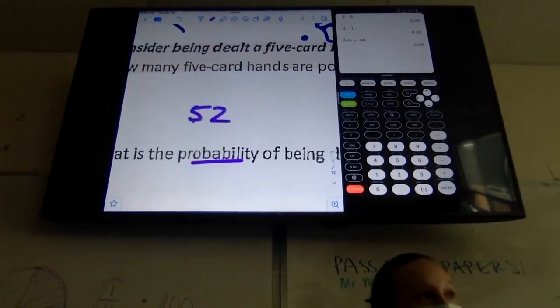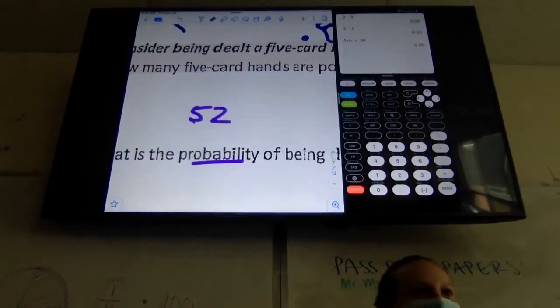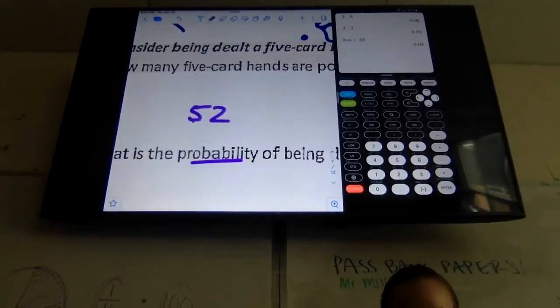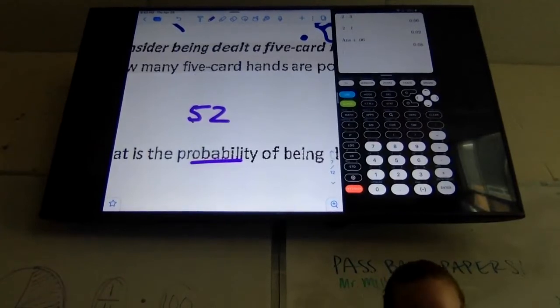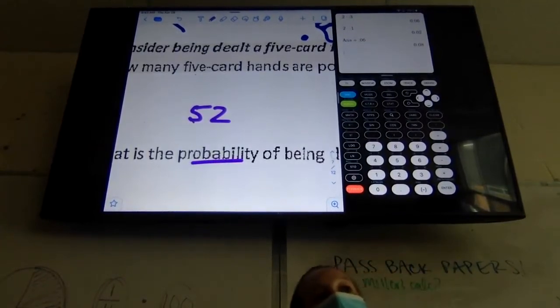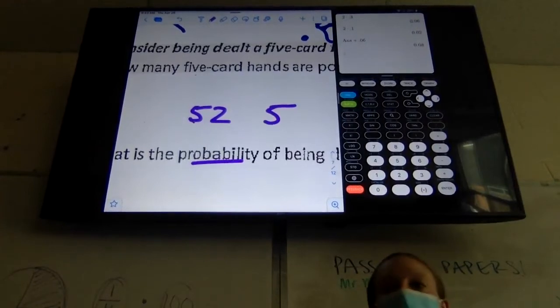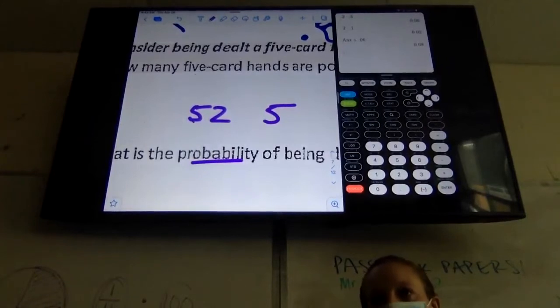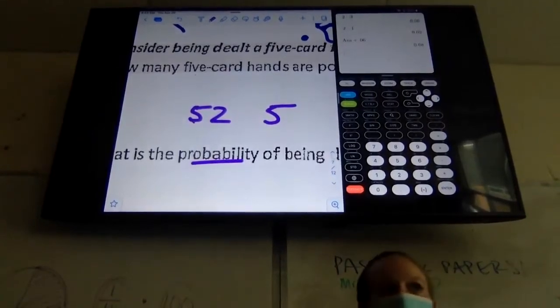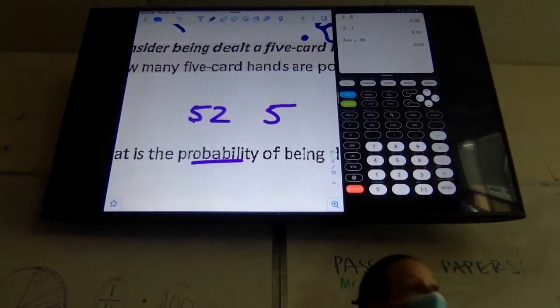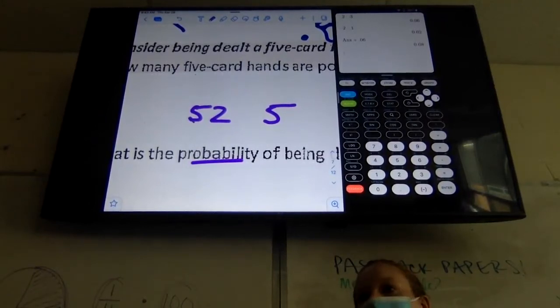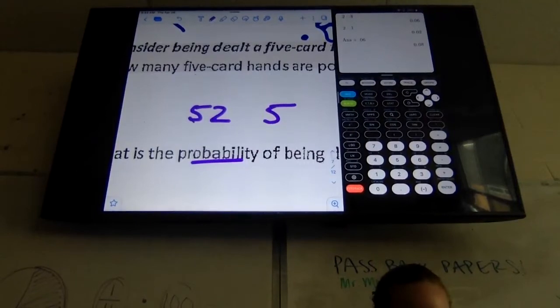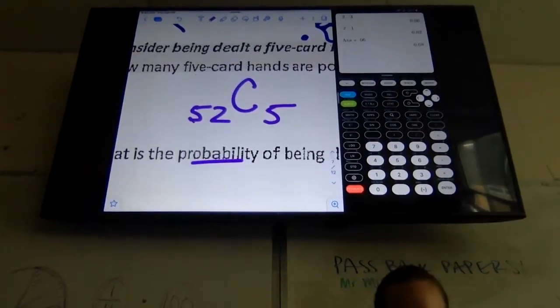52. 52 total cards that you could possibly get. And how many do I want? 5. Now the letter in between is either P or C. Does it matter which order you get the cards? Does it matter if you get the ace first or the 4 first or the jack first? No, right? Because you just pick it up in your hand and then most of us shuffle it around, so that we have all the same suits together or you put it in number order. It does not matter what order we put it in. So we're going to say C.